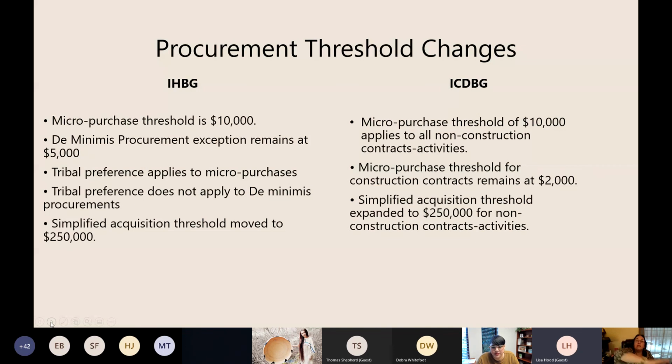Now, when we get into the Indian Community Development Block Grant, which a lot of our housing entities still administer, if you don't, ask your tribe if you can compete on a, ours used to rotate. They'd let the housing authority do it 1 year, the tribe would do it 1 year. Micro purchase threshold of 10,000 applies to all non-construction contracts and activities. Micro purchase threshold for construction contracts remains at 2,000. Simplified acquisition threshold expanded to 250,000 for non-construction contracts and activities.